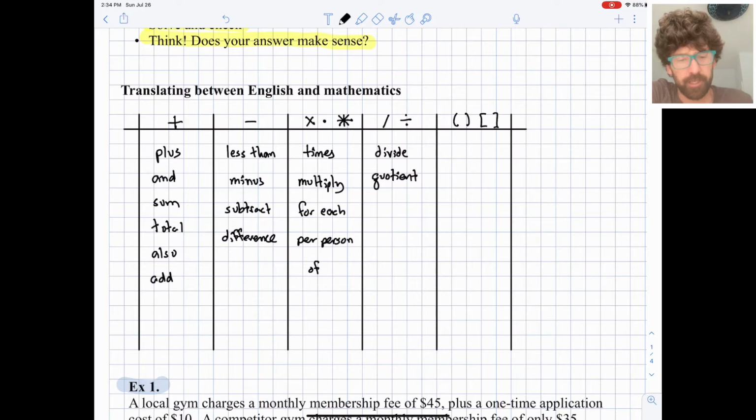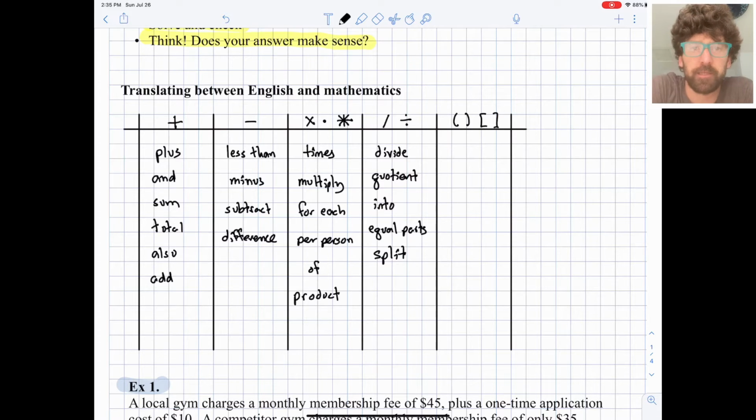Let's go back to multiplication. You'll see the word product for multiplication. Sometimes the word into, or equal parts, or split. Those all represent division.